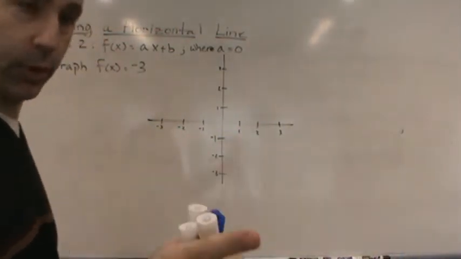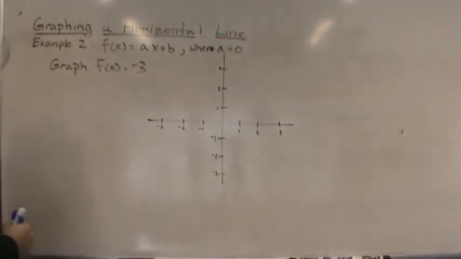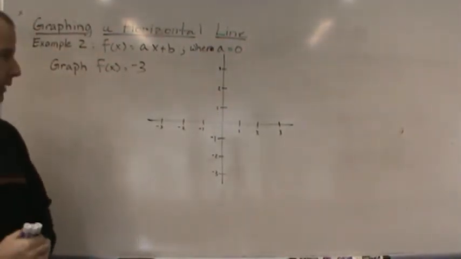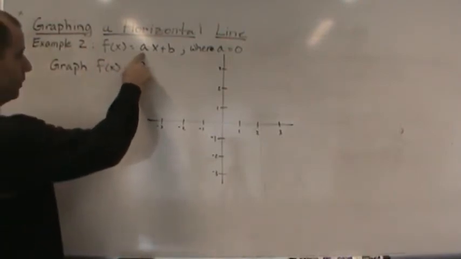Okay, so here's what we're going to do today. We're going to talk about horizontal lines, right? So how do we graph a horizontal line? This is very easy. So this is where we have a is equal to 0.